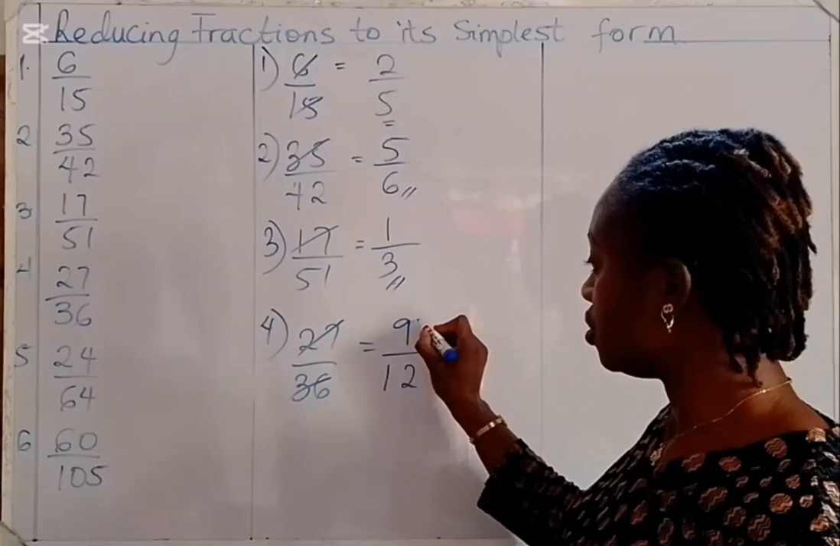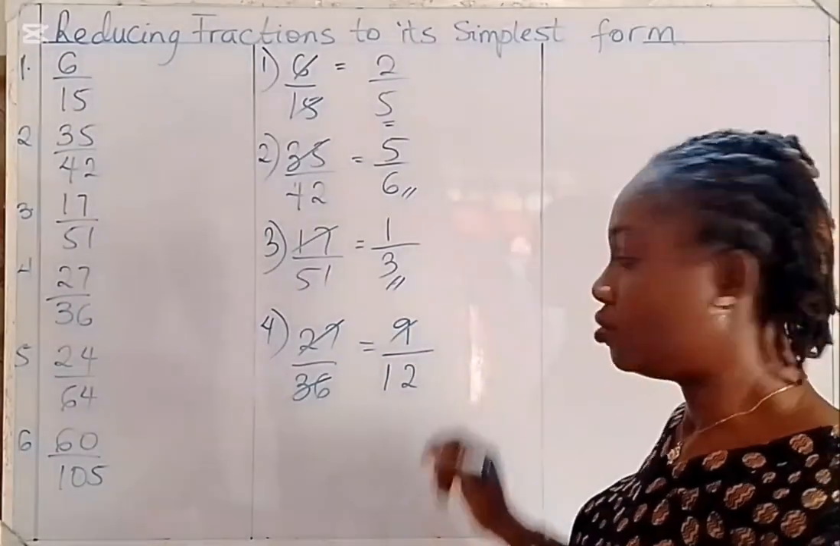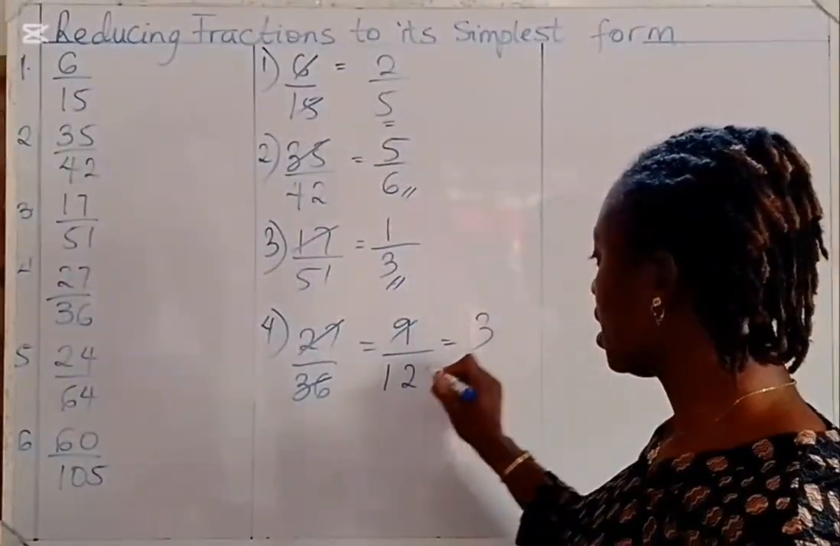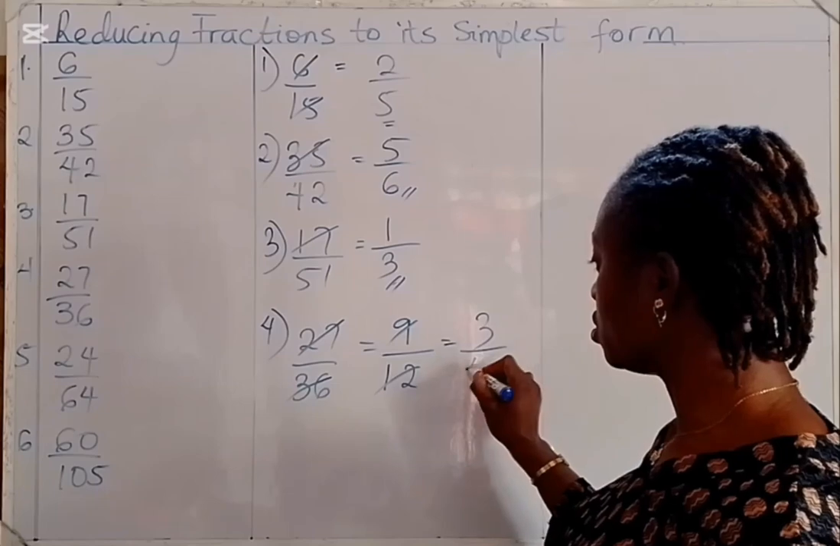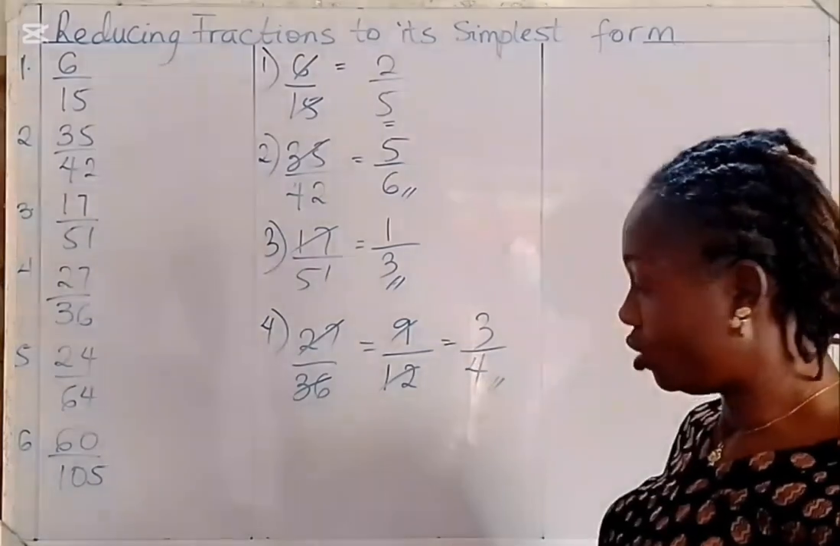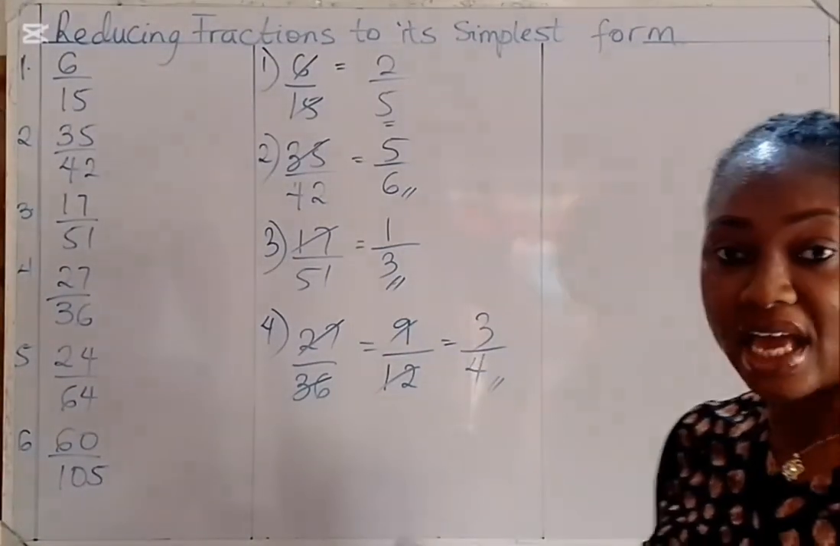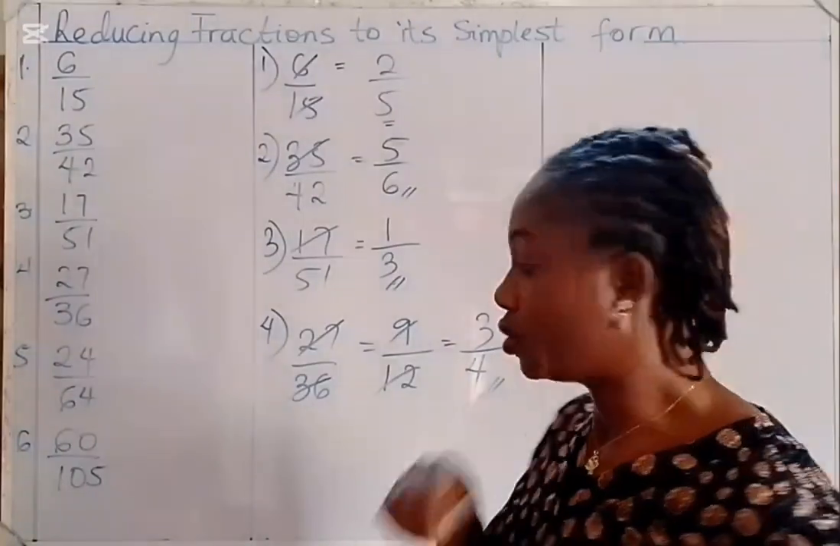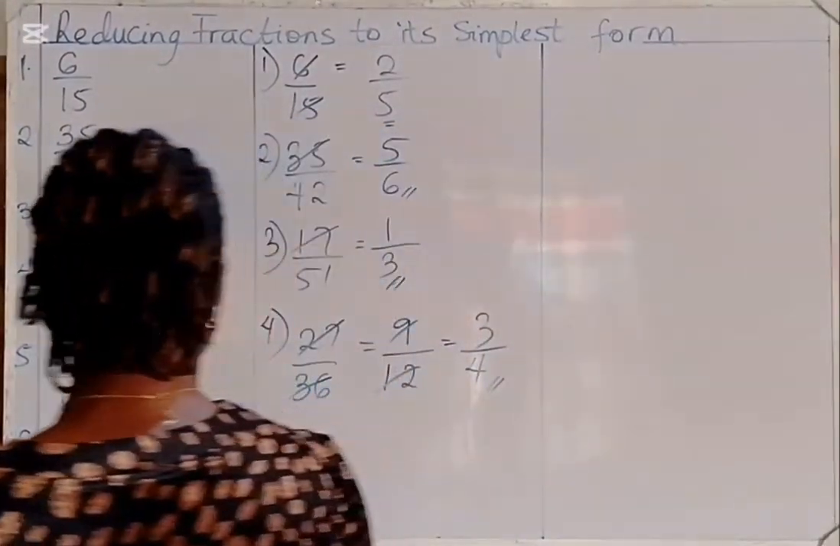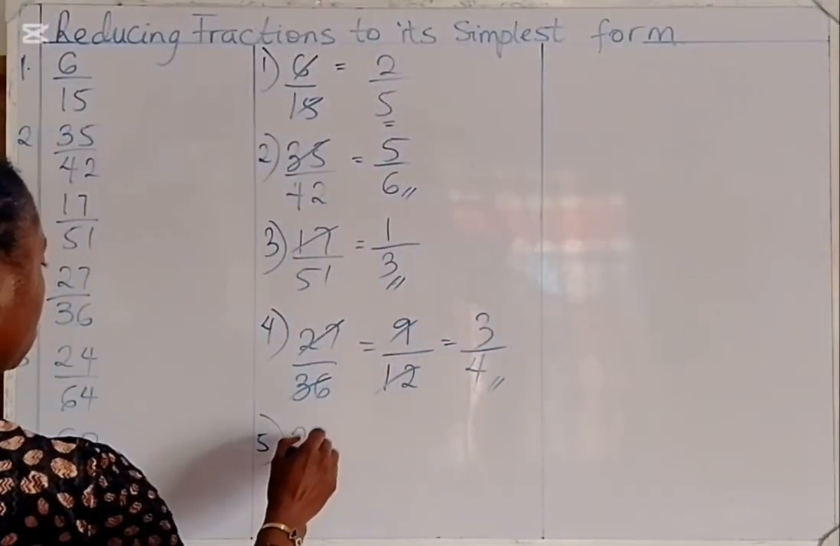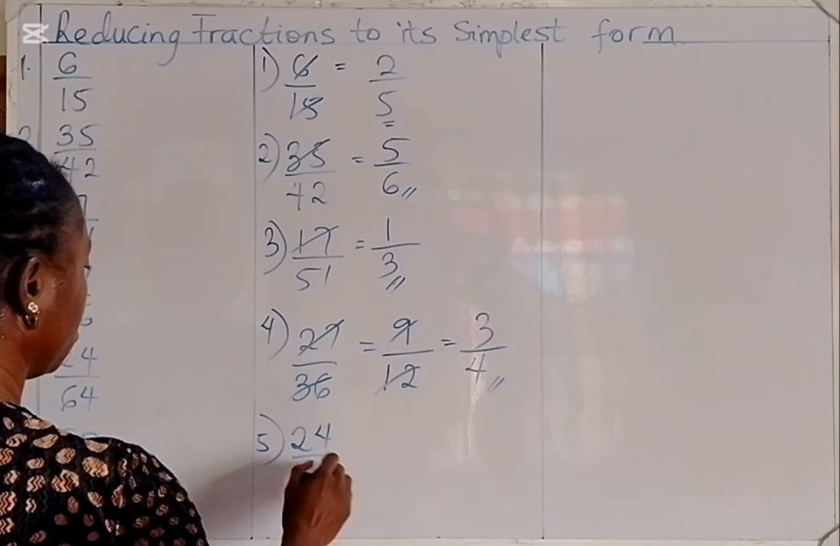So let's go again with 3. 9 divided by 3 will give us 3, and 12 divided by 3 gives us 4. And this is the lowest term for 27/36. Now let's move over to question 5. We have 24/64.